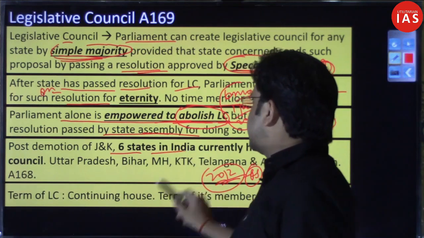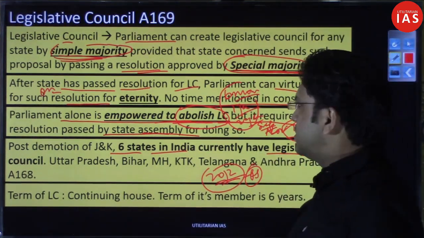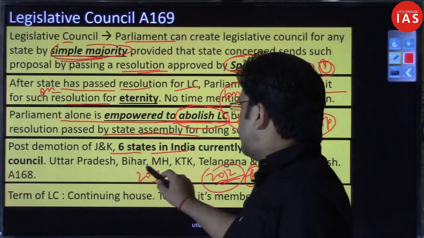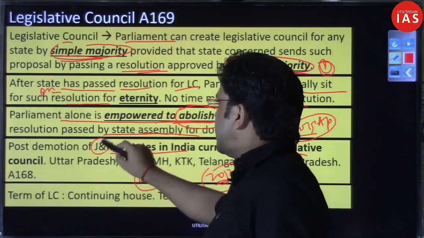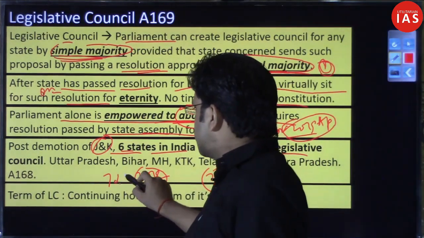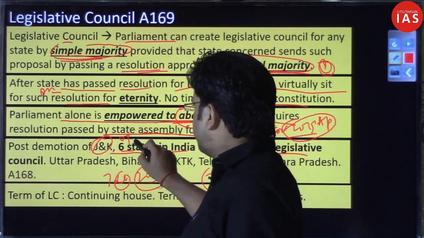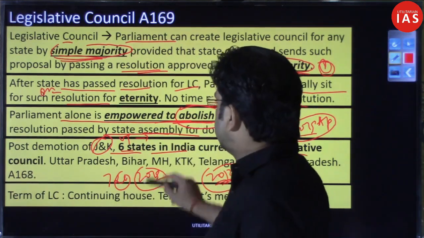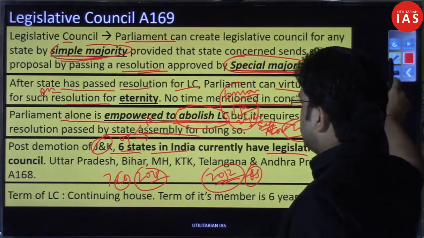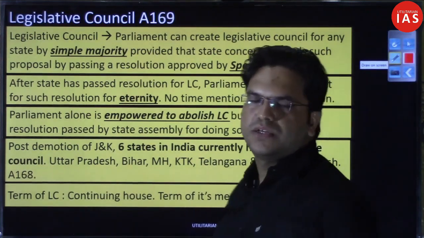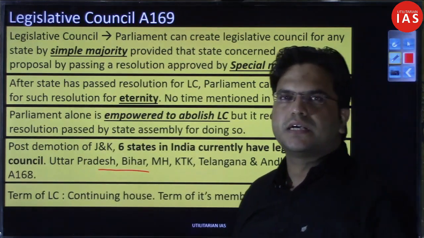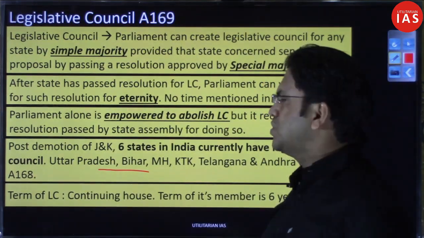Post demotion, you have 6 states in India currently that have a legislative council. Prior to 2019, before the J&K Reorganisation Bill came, J&K was a bicameral legislature, and until that time we had 7 states with a legislative council. But now it is a UT. In the UT chapter we discussed that J&K is with an assembly and Ladakh is without an assembly. So right now you have these 6 states, 2 from northern India and 4 from southern India: Uttar Pradesh and Bihar, and Maharashtra, Karnataka, Telangana and Andhra Pradesh in the south.